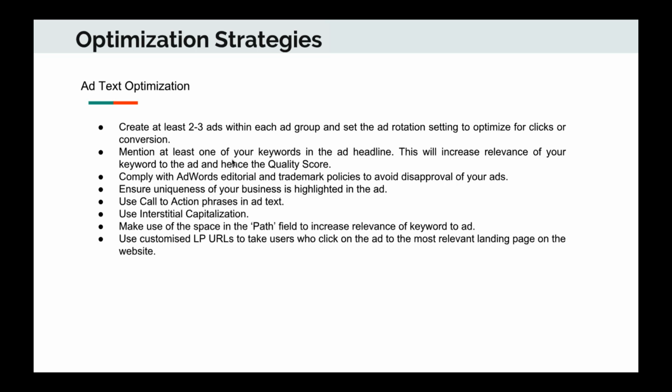Similarly, if you have only one ad group, create at least 2 or 3 ad groups in the campaign. And for every ad group, create at least 2 or 3 variations of the same ad. So you can play around with different call to action phrases or different USPs and stuff like that.